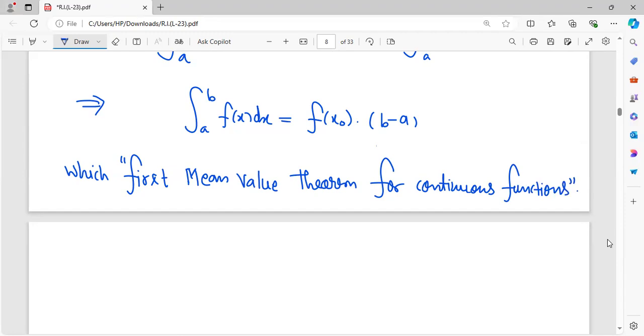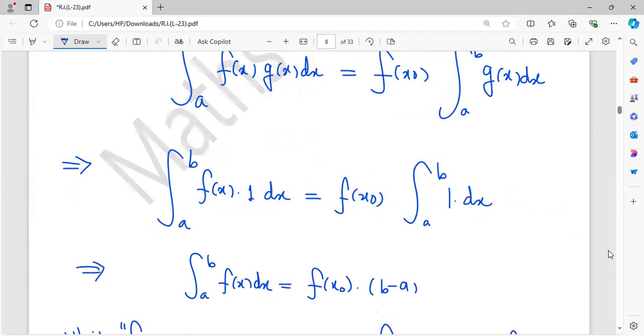So this is done. In this lecture we have studied the generalized mean value theorem. We also proved the generalized mean value theorem for continuous function, that is the corollary, and we achieved the first mean value theorem for Riemann integration and the first mean value theorem for continuous function, from the generalized mean value theorem for Riemann integrable functions and for continuous functions. Okay. So today's lecture is up to this.